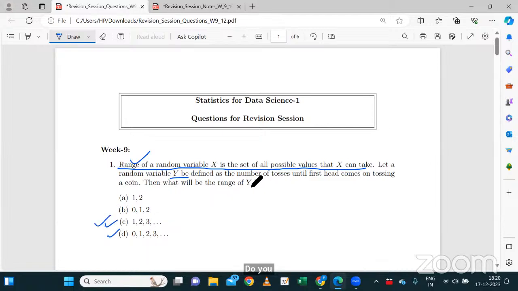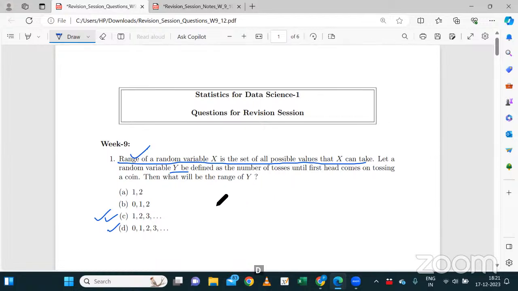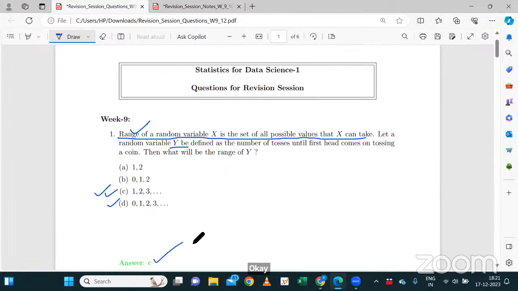What will you first of all see? What is y? The number of tosses required, right? Answer C is the correct one. You need at least one toss to get the head. Be specific with the statement: it is asking for the number of tosses. For getting the first head, you need at least the first toss.